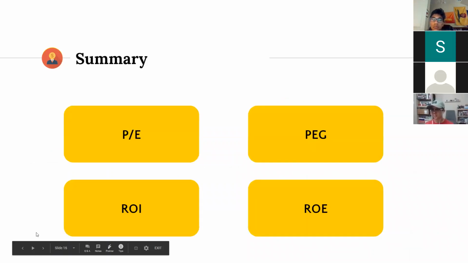So to summarize, these are the 4 ratios that we discussed in today's meeting. And remember that these values are typically not calculated by hand and are available online. The important fact is to understand how to interpret these values and implement them in your trading.